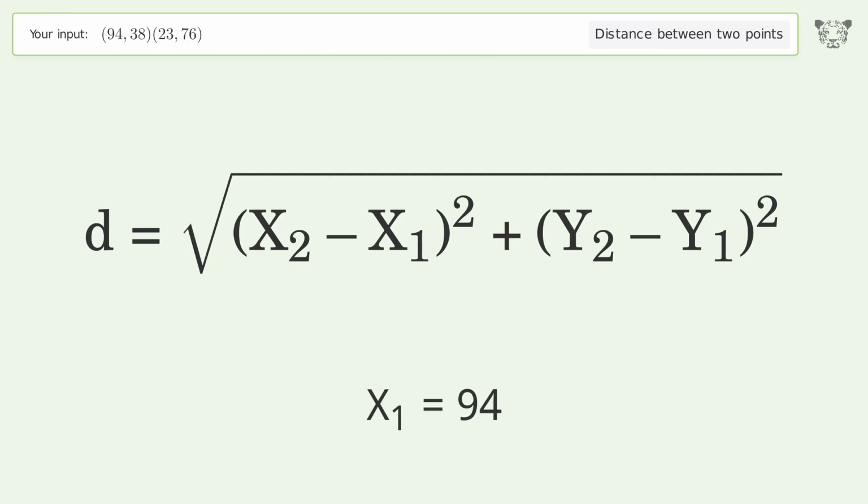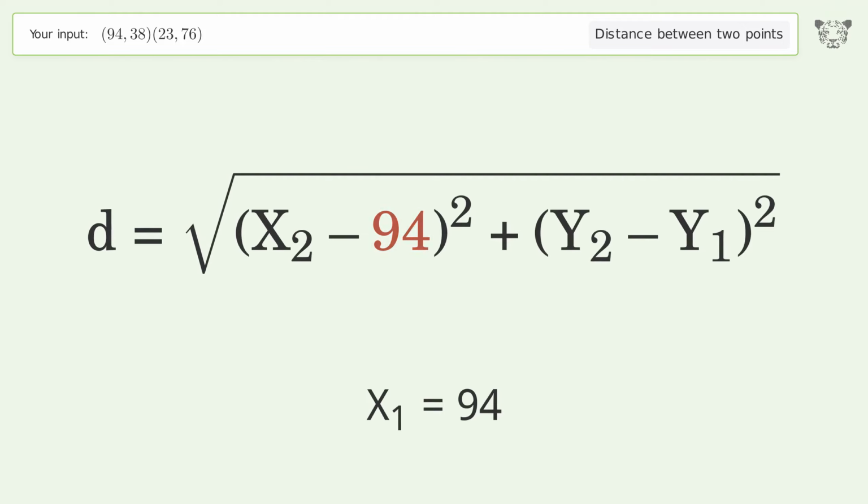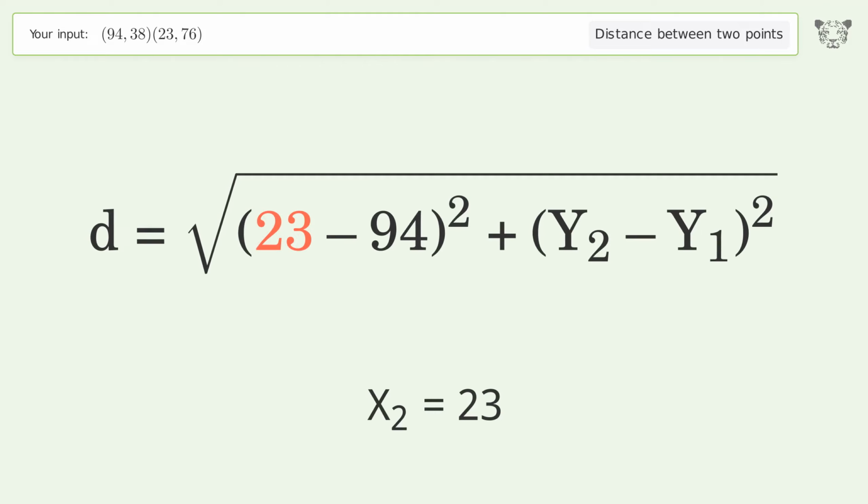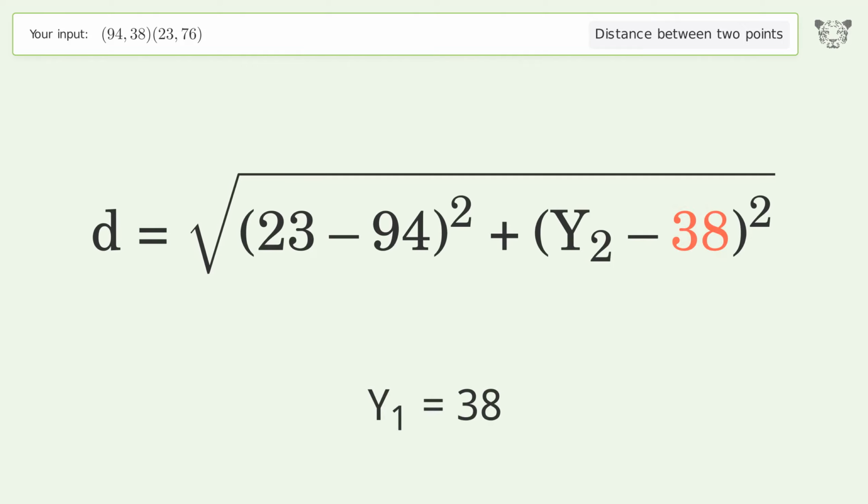x1 equals 94. x2 equals 23. y1 equals 38. y2 equals 76.